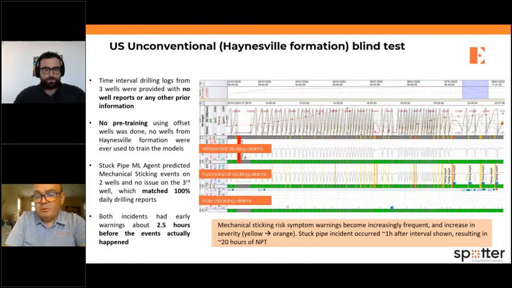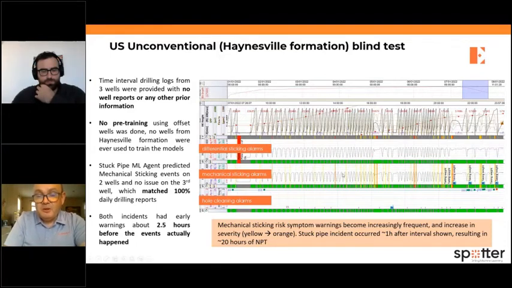So we came back to them. We said, look, looks like you may have got some problems on this particular well, and then on the next well, and they said, exactly, because we got a stuck pipe incident about an hour after this interval. And on the third well, they didn't have any stuck pipe incident, and they just tried to trick us.